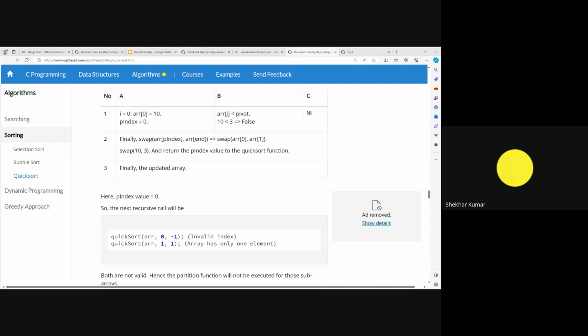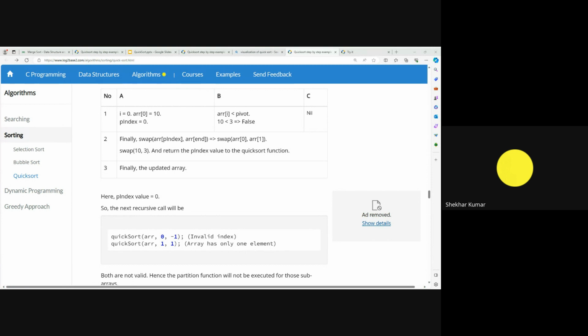So the time complexity depends on the height of the tree. In the best case, the height of the tree is log n, so the time complexity is n log n. And in the worst case, the height of the tree is n, so the time complexity is n into n, that is order of n squared. So this is the quicksort algorithm.